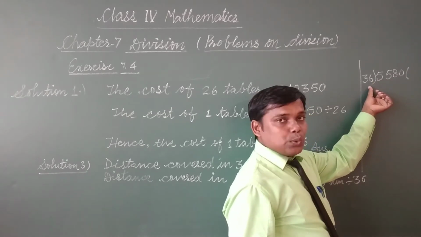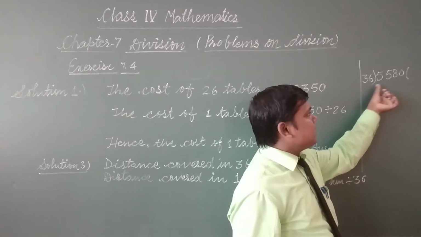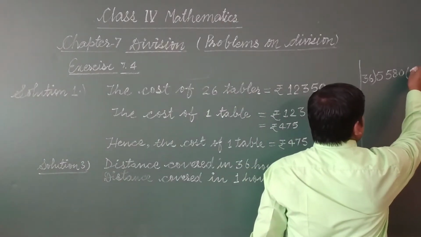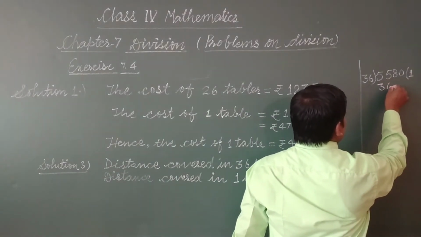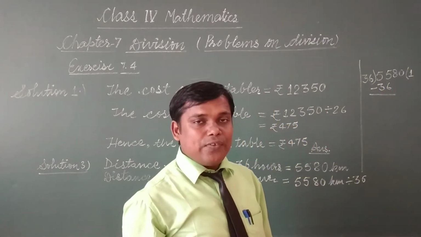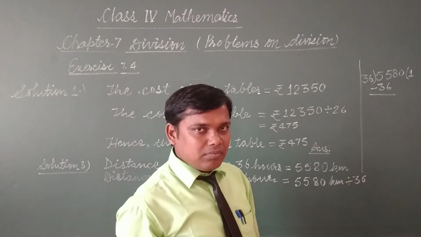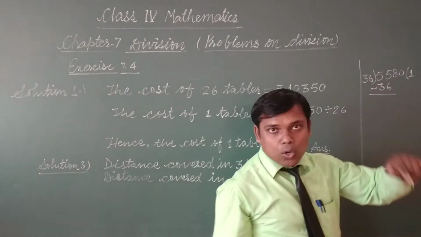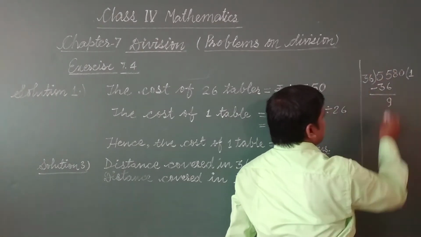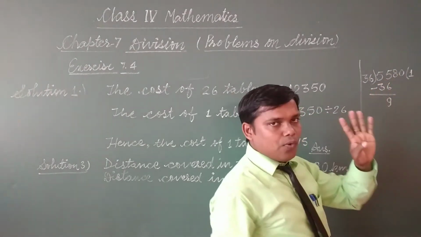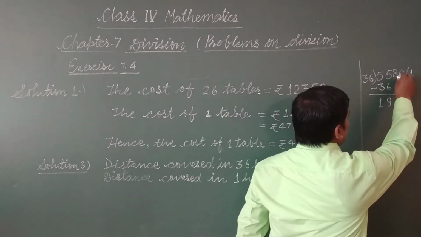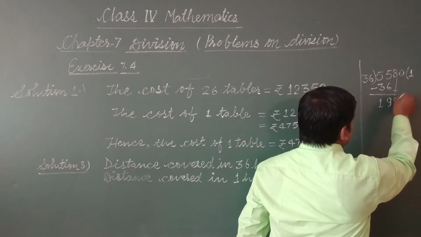If you write 2 times 36, it will be greater than this, so you will write 1 time. So 1 time here, 36 will come. You will subtract 5 minus 6. From 5 we cannot subtract 6, so we will take one borrow. It will become 15, and 15 minus 6 is 9. Now 4 is left, and 4 minus 3 is 1. One digit comes down from 8.